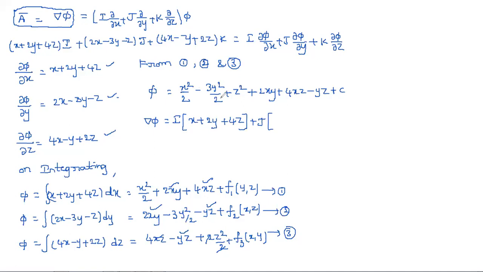Next, plus j into, with respect to y, here it is having 6y by 2, which is nothing but minus 3y. And here it is having plus 2x and minus z. Next, plus k into, with respect to z, the derivative of z square is nothing but 2z. And here it is having 4x, and here minus y, the derivative of yz with respect to z.